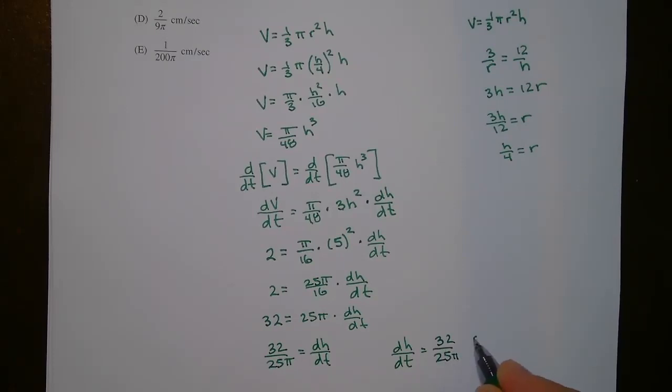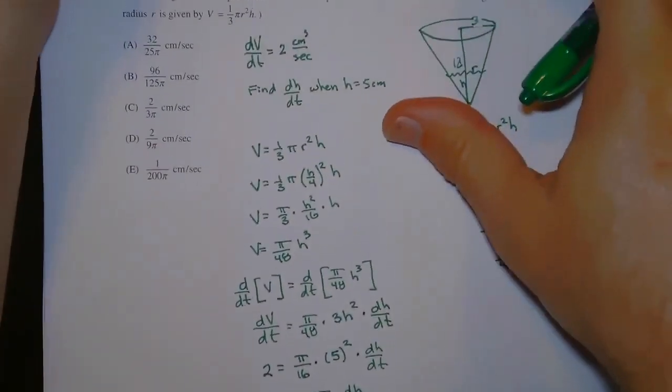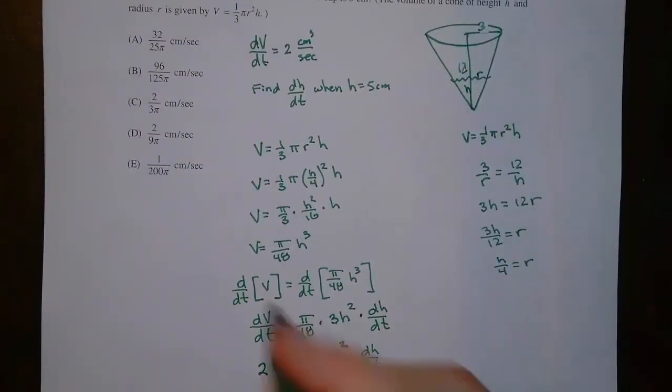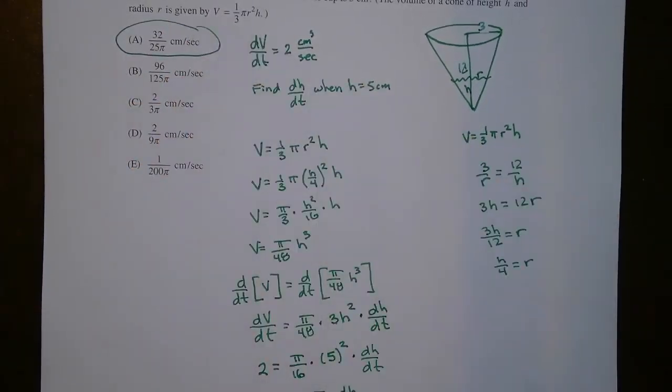My h units are in centimeters and my time unit is in seconds. So this is 32 over 25 pi centimeters per second, okay? So the correct answer for number 90 is A. So going back up, looking at this, the correct answer for number 90 is this A right here. That's it for number 90.